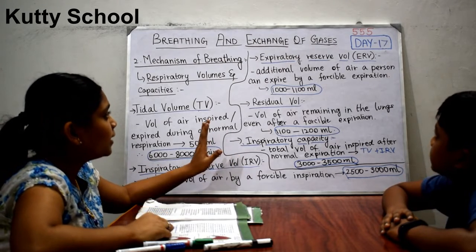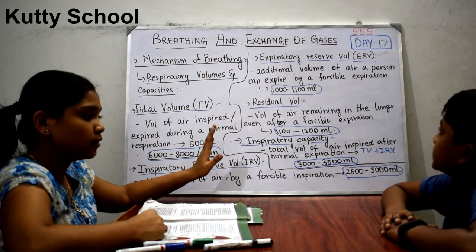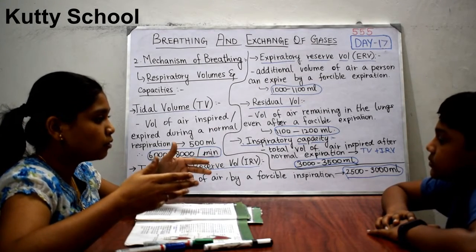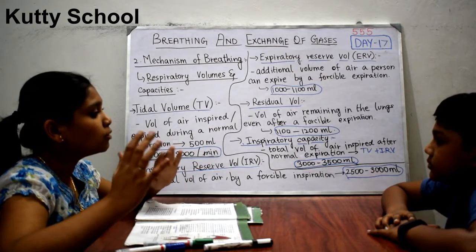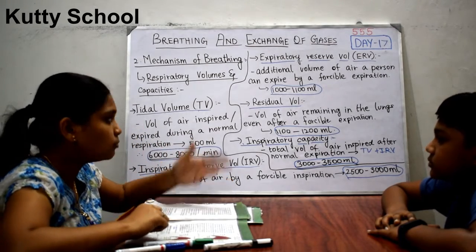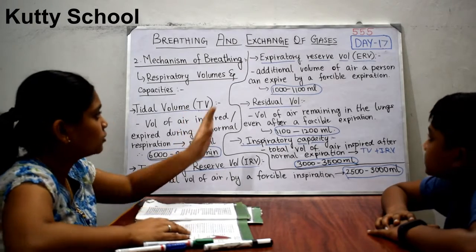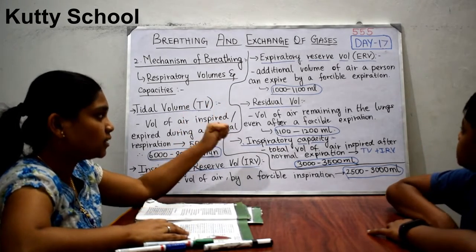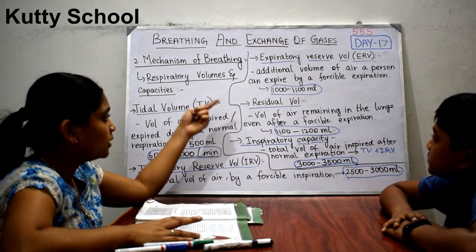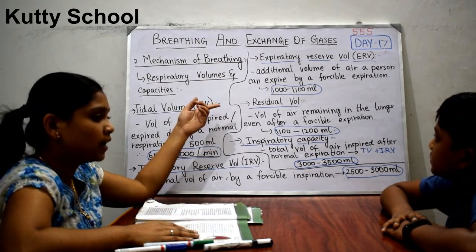And expiratory reserve volume is also like that. After the normal volume you can expire, how much additional volume you can expire than the normal volume is known as expiratory reserve volume. So it is the additional volume of air a person can expire by forcible expiration. It is about 1,000 to 1,100 ml.